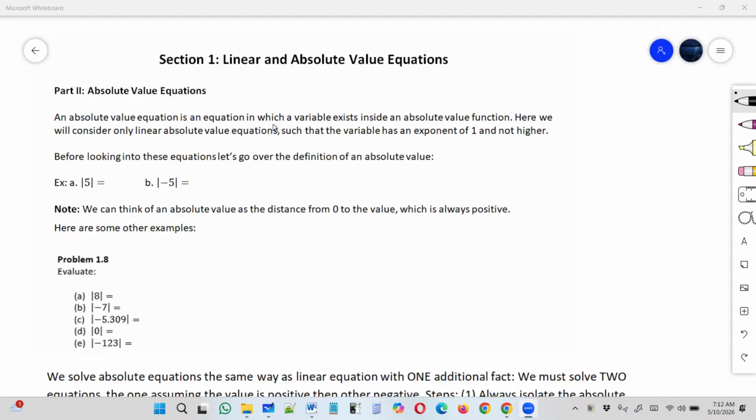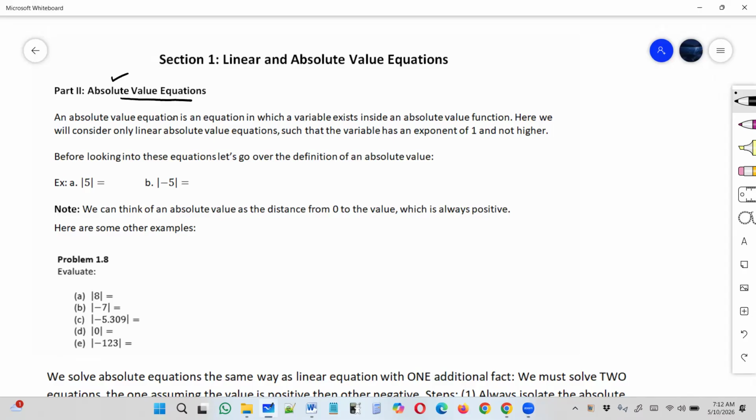Hi, hello everyone. So this is the second video dealing with section one, linear and absolute value equations. And in this second part, we're going to focus on absolute value equations. So the same techniques that we've used for solving linear equations, we're going to use for absolute value equations.